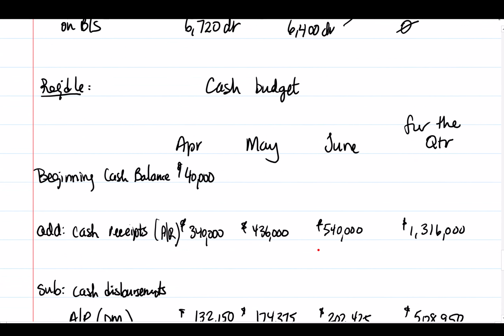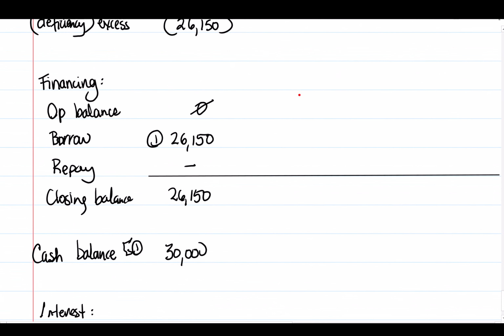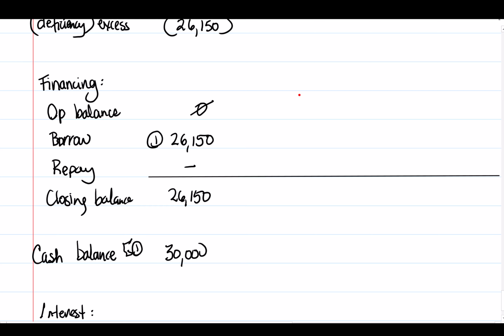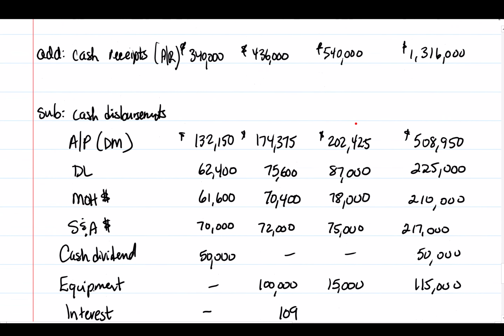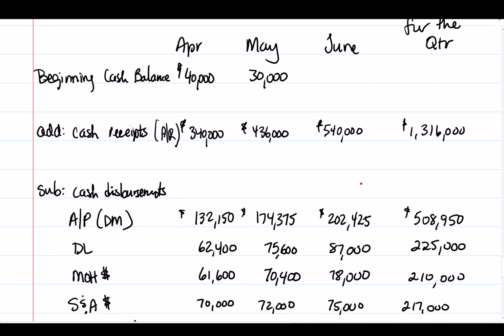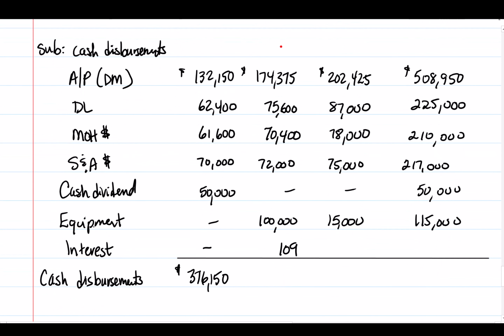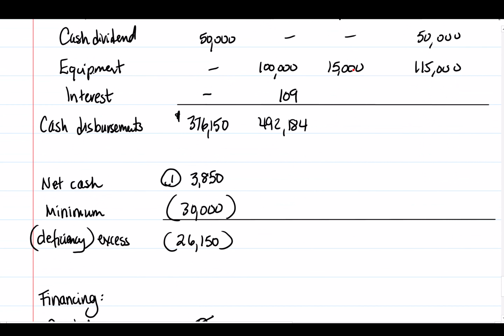Okay, so now that we've worked out the interest and we've worked out the prior month, we have a closing cash balance of $30,000. So that is our opening cash balance for May. Now that we've worked out the interest, we can add up everything. So we take our beginning cash balance, add our cash receipts, then we'll subtract our cash disbursements, which total $492,184. And we get net cash of a negative $26,484.